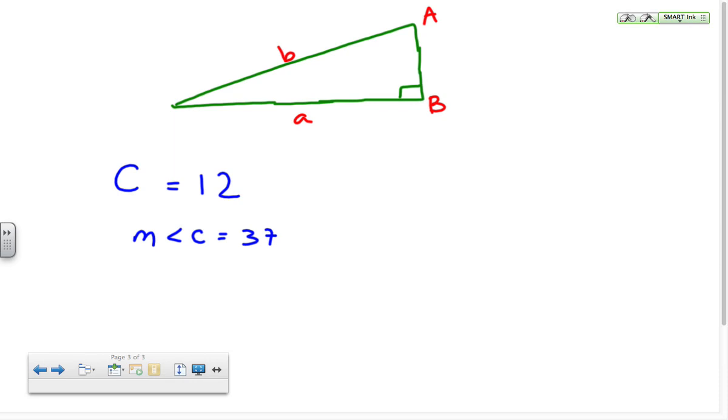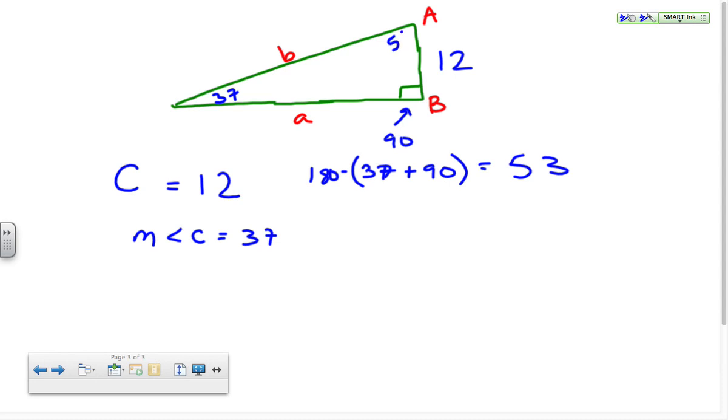So if I know that this is 37, and I know that this is 12, right off the bat, I'm going to find my last angle, because this is a 90-degree angle. So 37 plus 90, I'm going to subtract that from 180 to get my third angle, angle A. So angle A is 53. So we're going to put this in here. All right, now we have all of the angles. We need to find the rest of the sides.